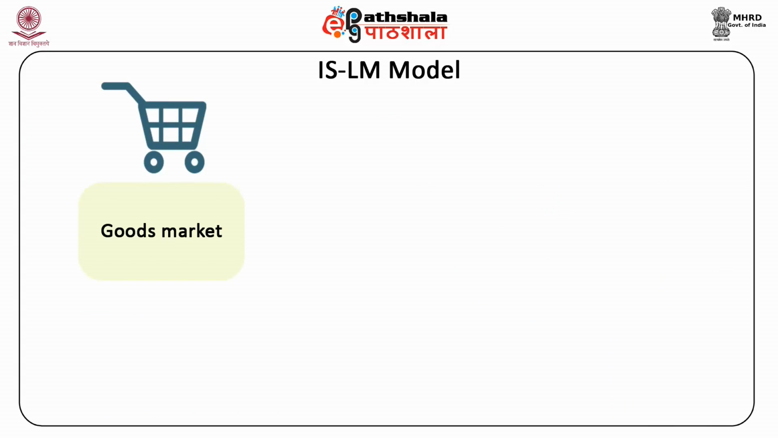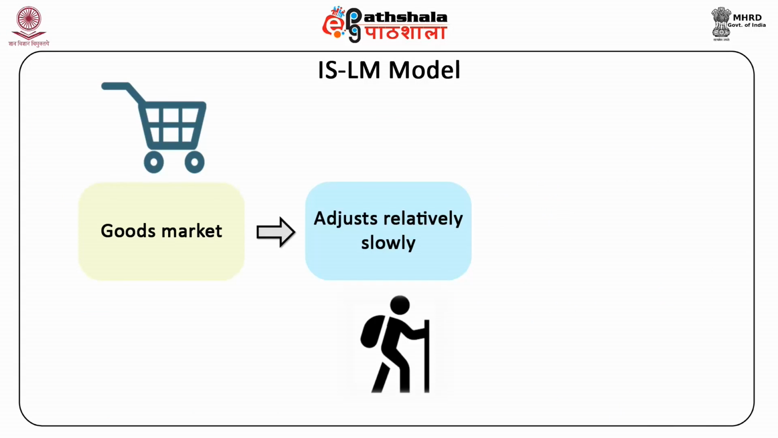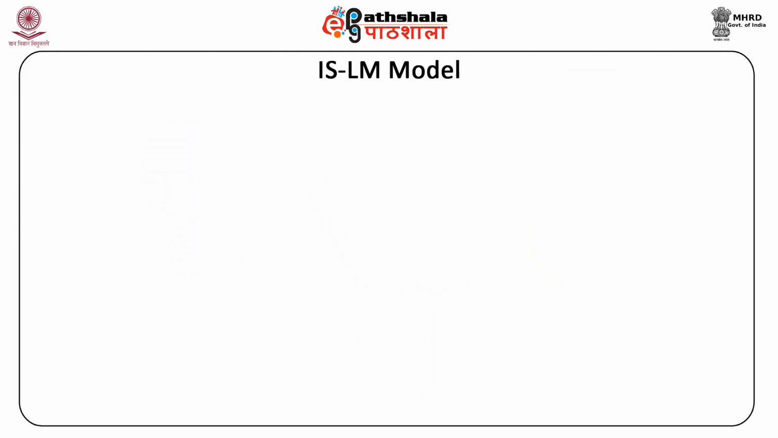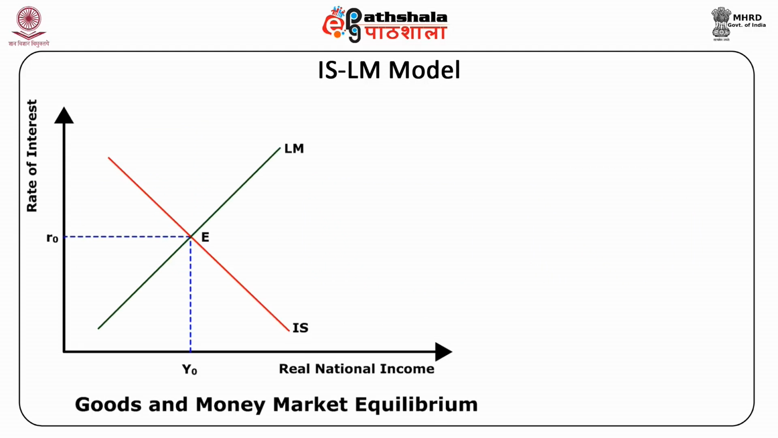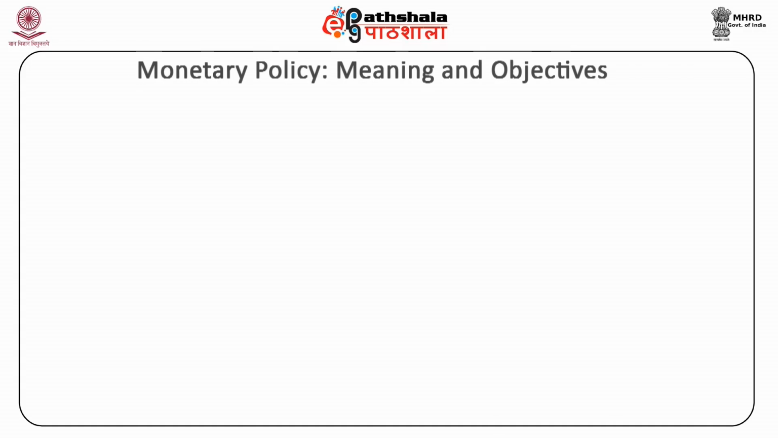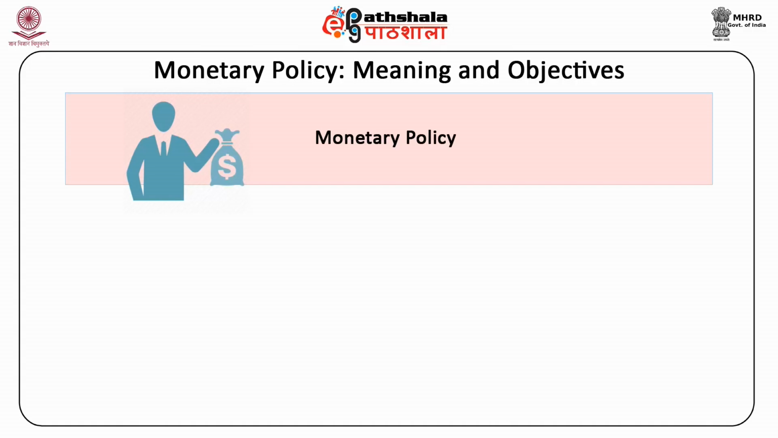The goods market, on the other hand, adjusts relatively slowly because firms have to change their production schedules, which takes time. The ISLM model with equilibrium in the goods and money markets at the equilibrium interest rate and income is shown in the figure. Moving on to the meaning and objectives of monetary policy.